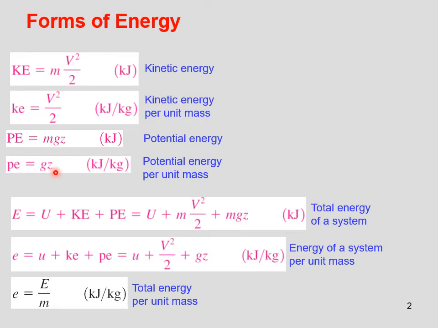That makes the total energy of a system equal to the following equation: U, the internal energy of the system, plus the kinetic energy, plus the potential energy. We can define the energy per unit mass as this equation divided by m. Here u is the internal energy per unit mass, plus kinetic energy per unit mass, plus potential energy per unit mass. So there's an easy relationship between the capital E, the total energy, and the energy per unit mass: big E divided by m is small e.